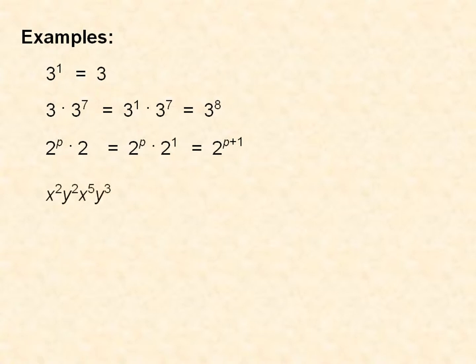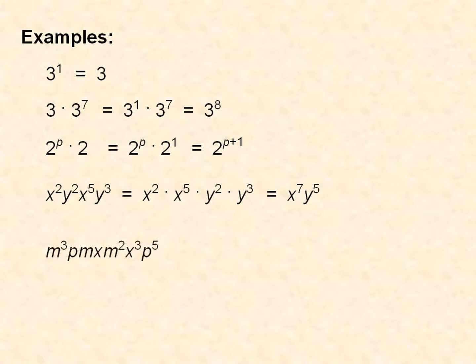Here's a slightly longer example. What's x squared y squared x fifth y third? Well, it means x squared times x fifth times y squared times y third. We put the variables in alphabetical order here so we can see what's going on. And then x squared times x to the fifth is x to the 7th, and y squared times y third is y to the 5th. So this expression can be simplified to x to the 7th times y to the 5th.